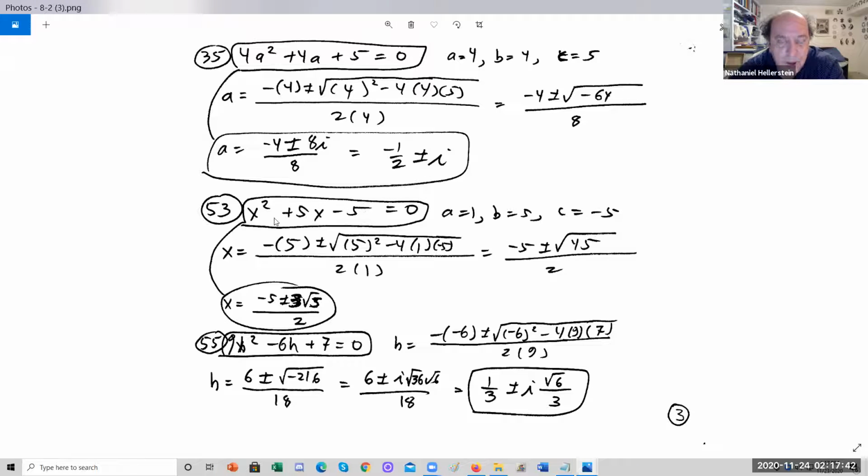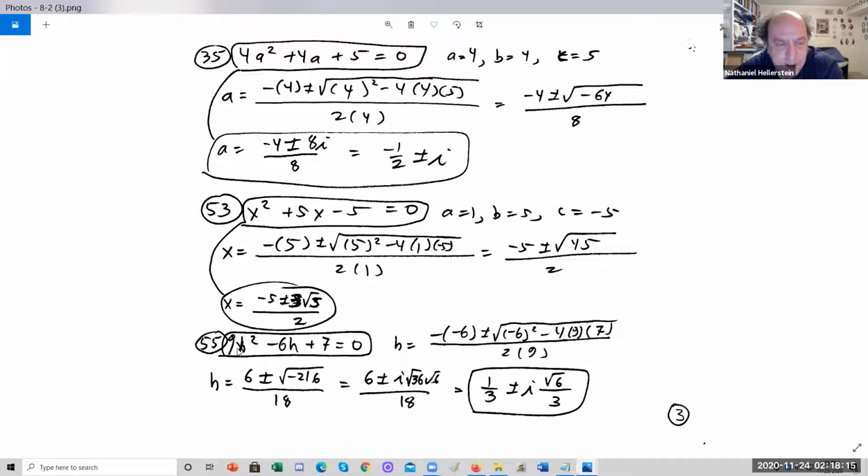You have x squared plus 5x minus 5. A is 1, B is 5, C is negative 5. And so you plug it in. B is 5 here and here. A is 1 here and here. C is negative 5 here. And so you get negative 5 plus or minus root of 45 over 2. Now root 45 is root 9 times root 5. Root 9 is 3. So you have negative 5 plus or minus 3 root 5, all divided by 2.